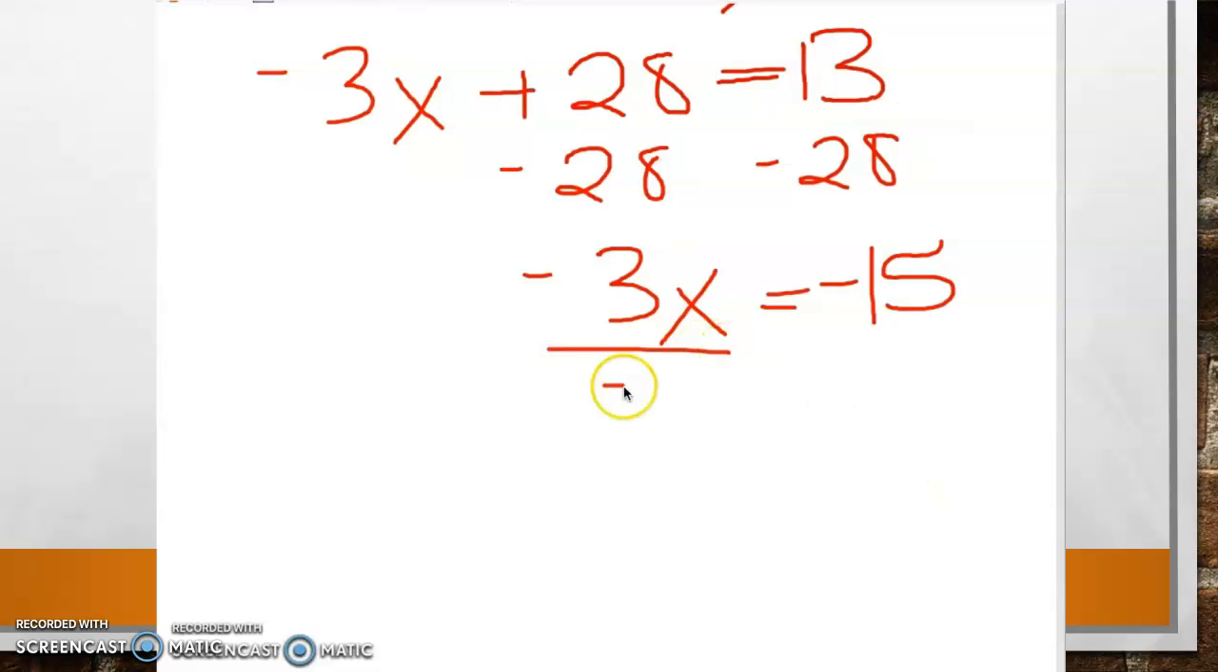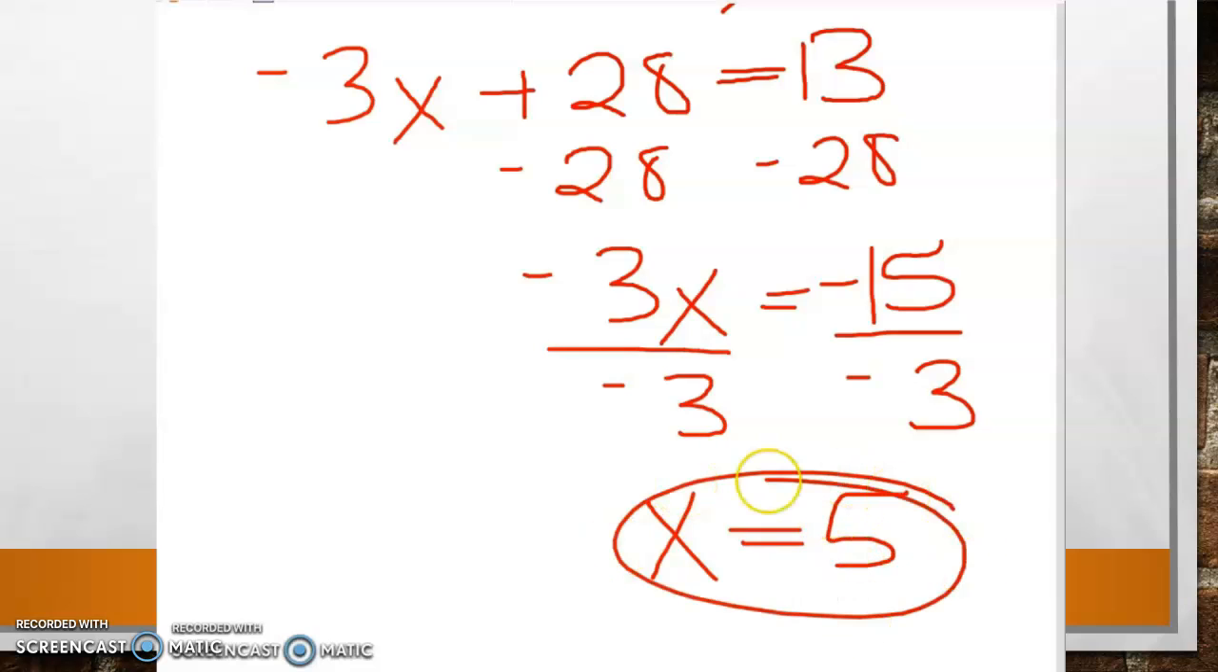And because our goal is to get x by itself, we're going to divide both sides by negative 3 because that's the coefficient in front of x right now. So x is 5. So because our y value was 4 and our x value is 5, our final ordered pair for this problem is 5, 4.